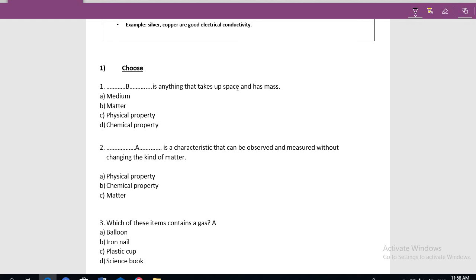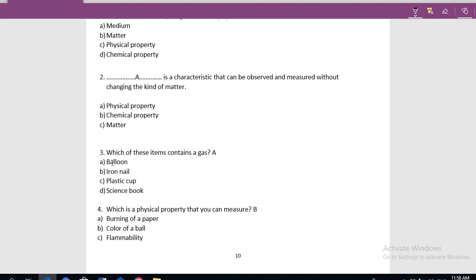Which of these items contain a gas? Balloon. The balloon contains gas. Which is a physical property that you can measure? Which of these properties is a physical property: burning of paper, color of ball, or flammability?